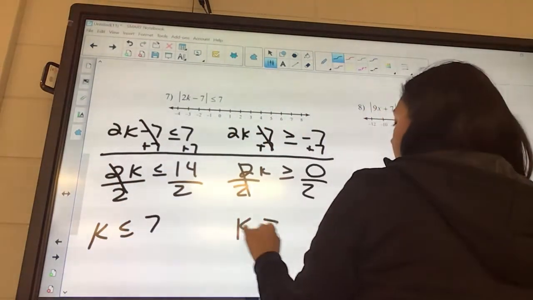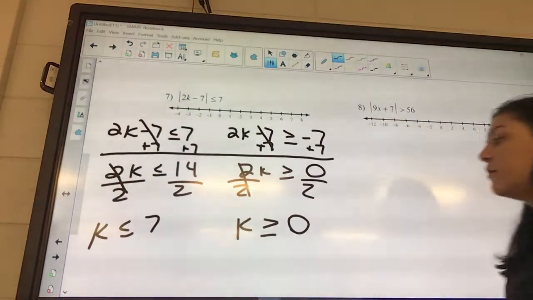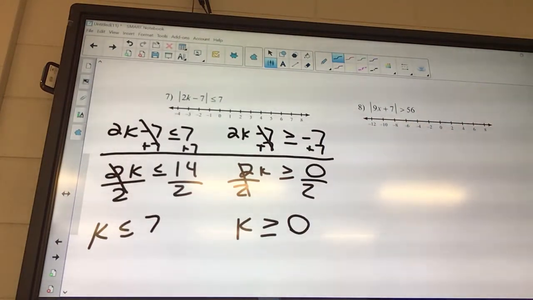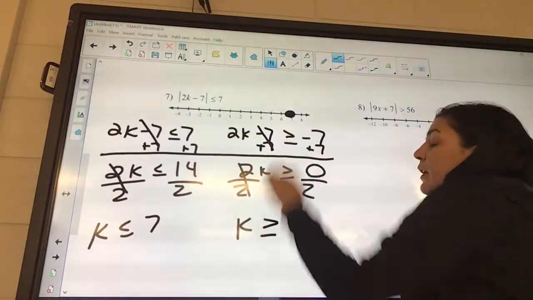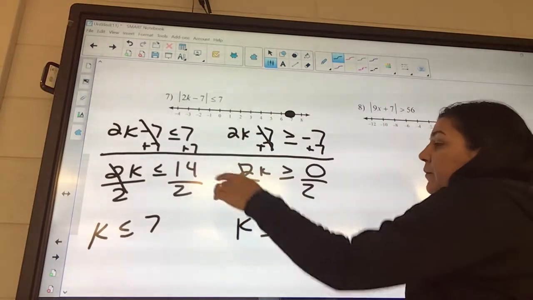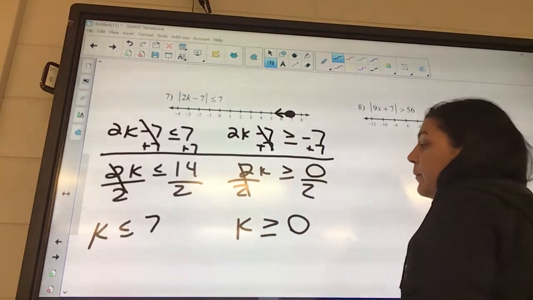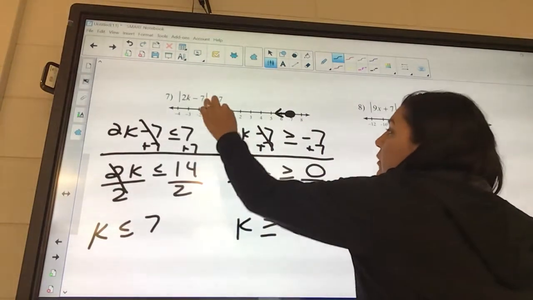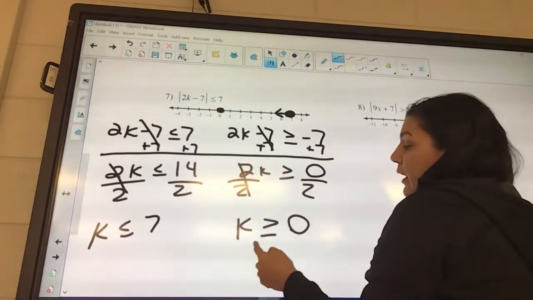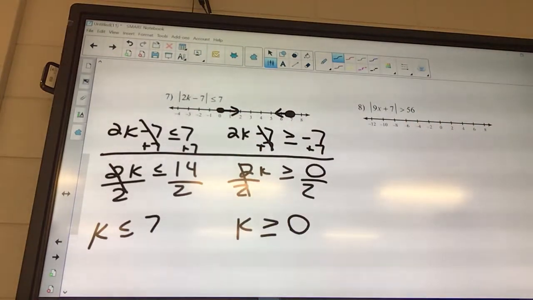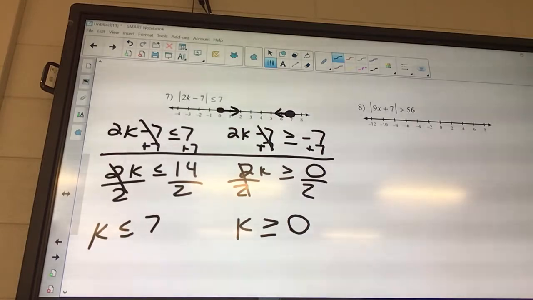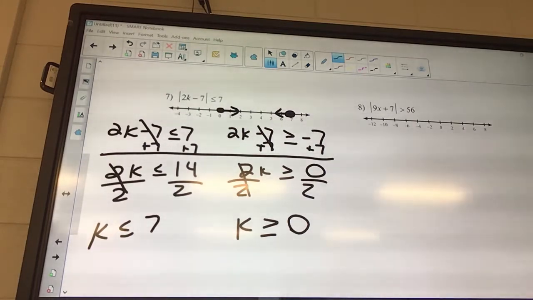Okay, k greater than 0. So we got, on the 7, it's going to be closed. k is smaller than, so it's going to go this way. And then on the 0, it's also going to be closed. k is greater than, so it's going to go this way. Is this an and or an or? It's going to be an and.